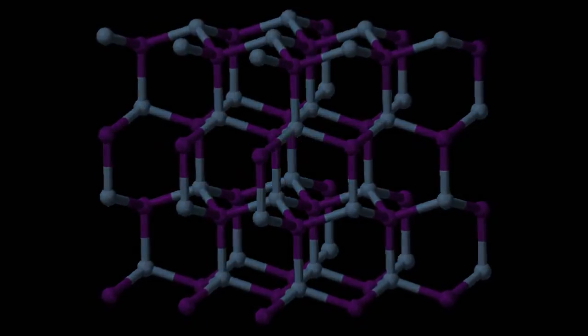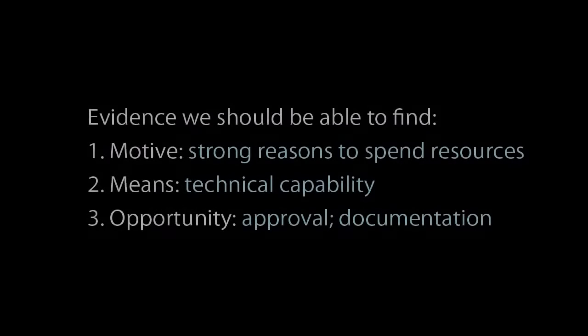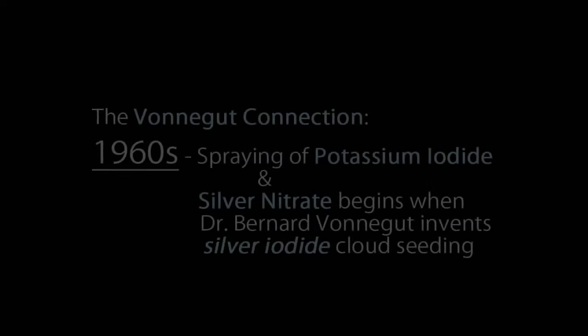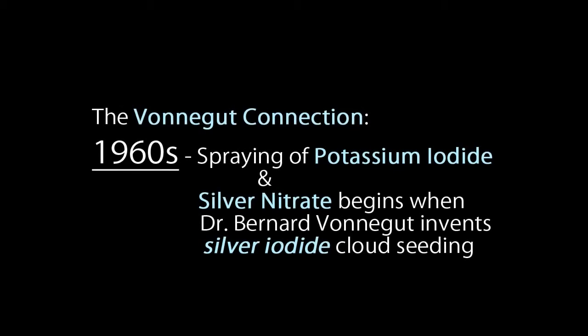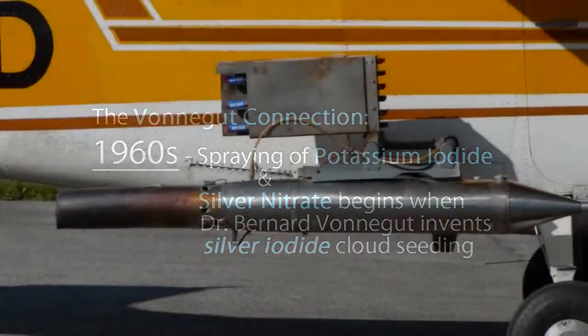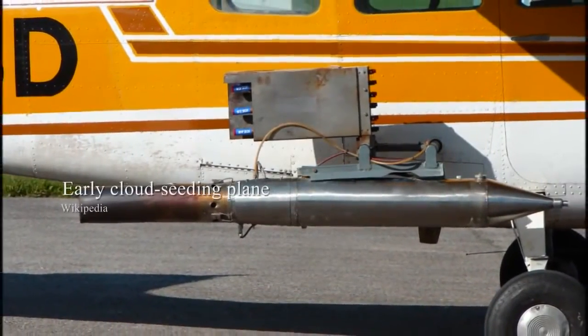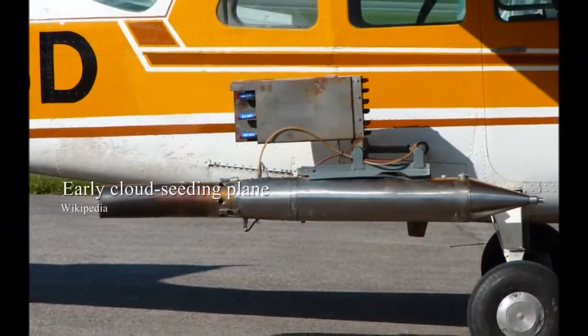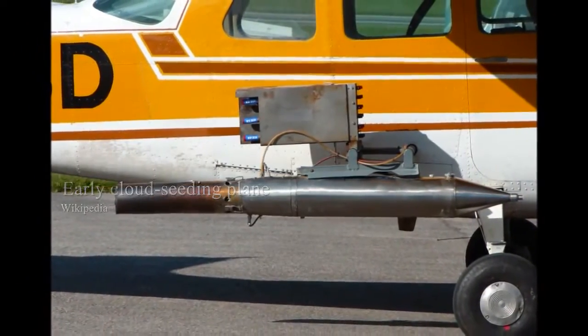For a complete understanding, let's look at the problem of artificial clouds in the context of the little-known history of weather modification and the Vonnegut connection. It began in the 1960s when Dr. Bernard Vonnegut, brother of author Kurt Vonnegut, made a dramatic improvement in cloud seeding technology. Dr. Vonnegut noticed that water vapor condenses rapidly around silver iodide particles.